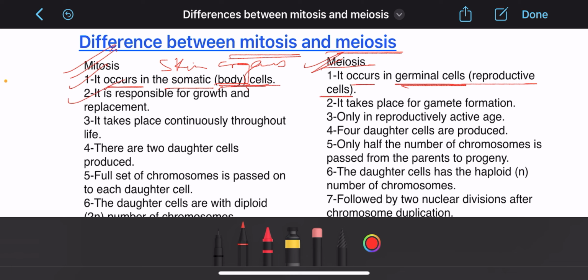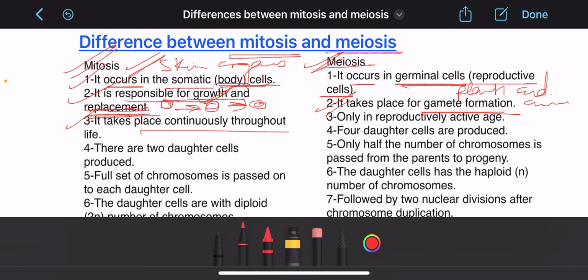The second difference is that mitosis is responsible for growth and replacement. For example, an infant grows into a child and that child grows into an adult due to growth, and the replacement of worn out cells also takes place due to mitosis. Now, in the case of meiosis, it is only dedicated to gamete formation in plants and animals.